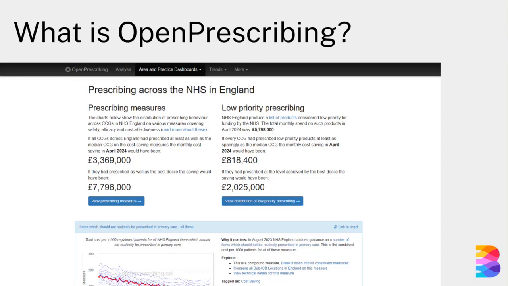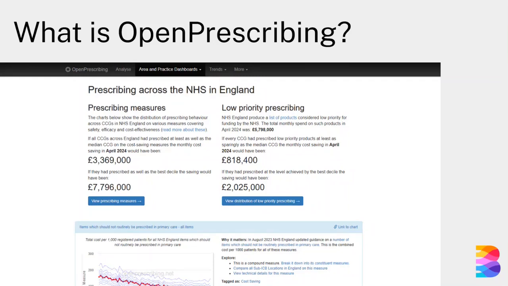I use it day to day, or at least month to month, to keep track of what we're doing and where we're at. You can use it to benchmark how you're doing against others in the PCN or across the country. Think about how we're doing. Are we delivering the best care? Is there anything we can improve on?